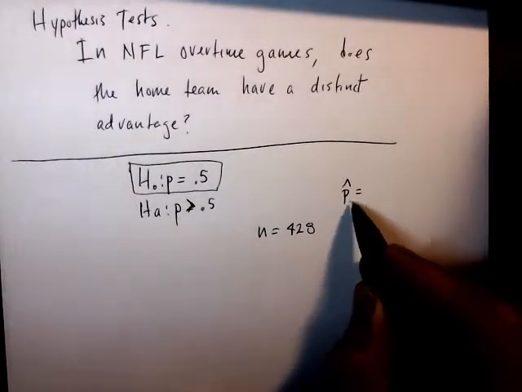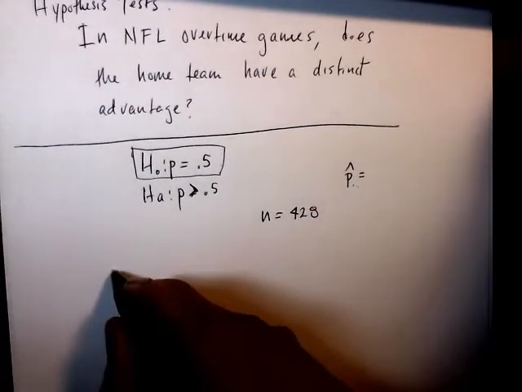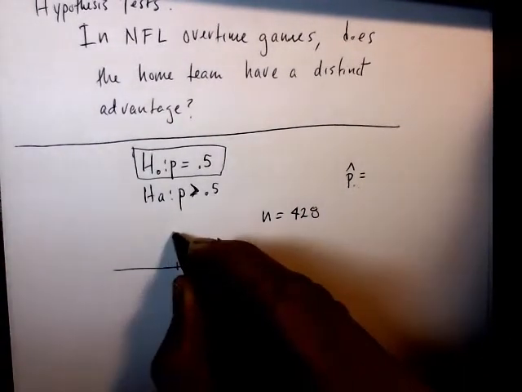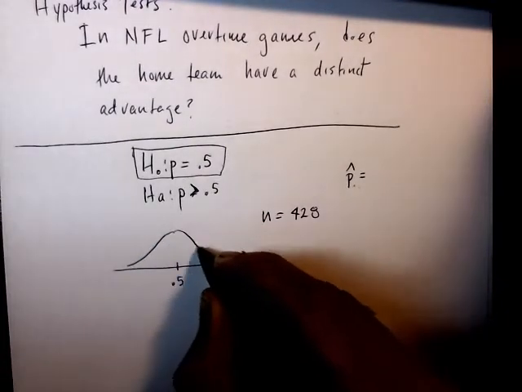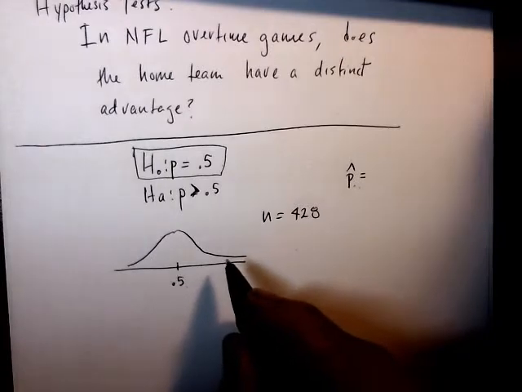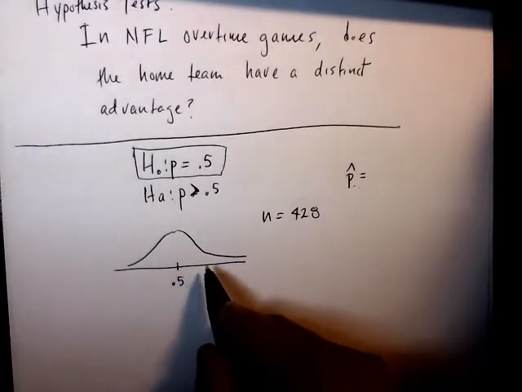So what we're going to do is look at that distribution under this null hypothesis. What that means is the distribution would look normally distributed, and the center would be 0.5. Sometimes you'd win a little bit more than 50% of the games, sometimes they'd win a little bit less than 50% of the games.